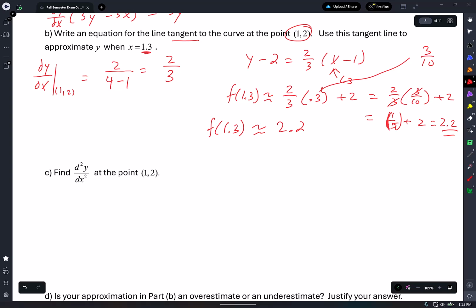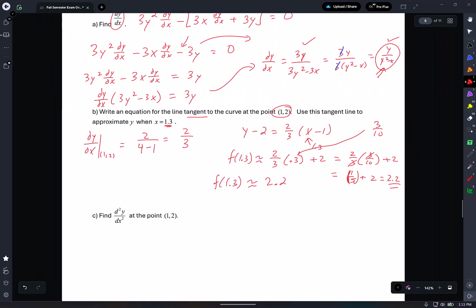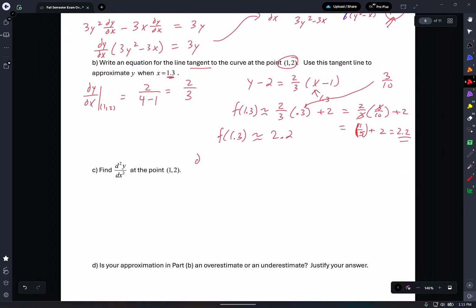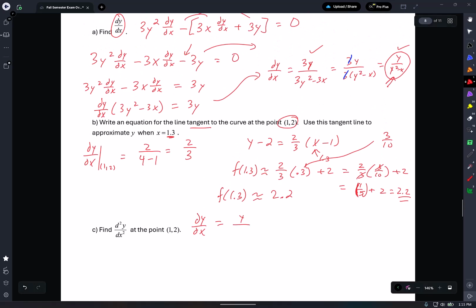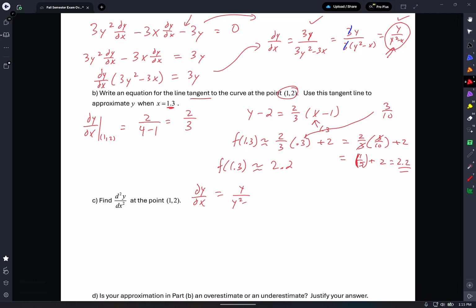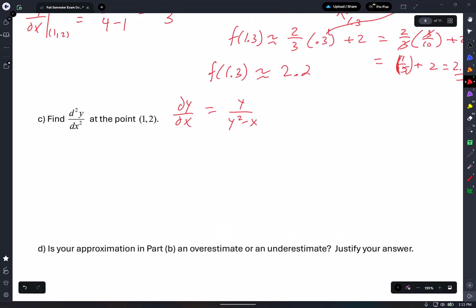It says, find the second derivative. Well, let me zoom out. Here's my first derivative. So let me go ahead and write my first derivative first. dy dx equals y over y squared minus x. Okay, here we go. So second derivative.